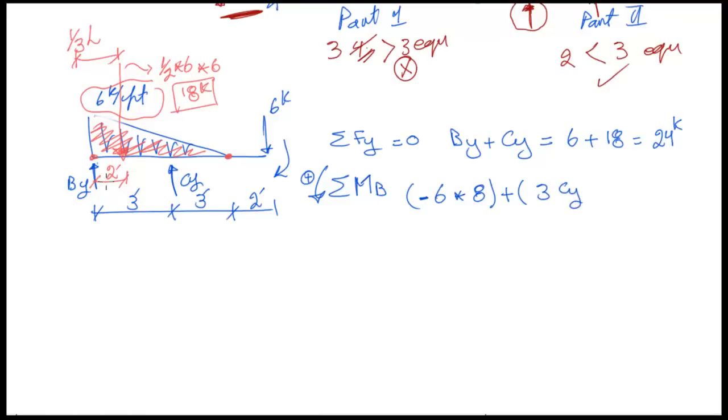This is the Cy multiplied by this distance, which is 3, and the rotation, let me say this rotation is this way, is positive, then plus I have the 18 multiplied by the 2, so it's 18 multiplied by 2. And it's rotating this way, so it's negative, and that should equal to 0. Now if I solve for Cy, I will get 28 kips.